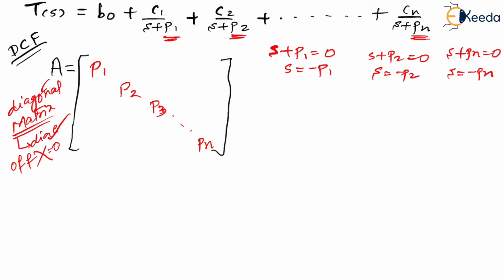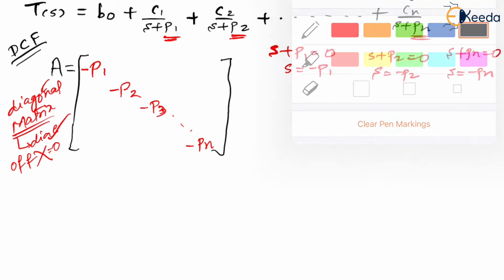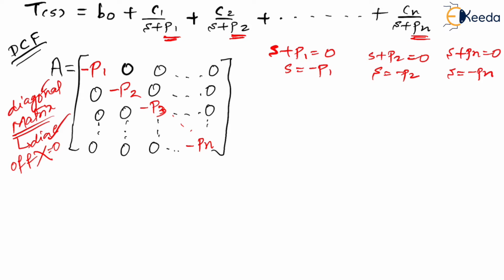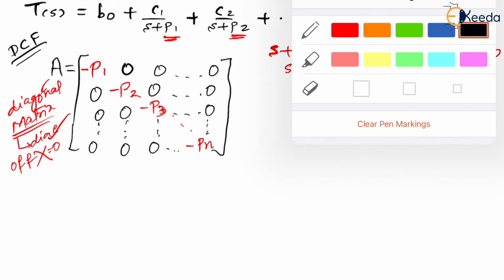So definitely p1, p2, p3, pn are not the poles. Rather, minus p1, minus p2, minus p3, minus pn, they are the poles. I hope you are getting the point. Am I right? Yes. Now, what about other elements? Other off-diagonal elements will be 0. Right? Yes. Now, what about the B matrix?